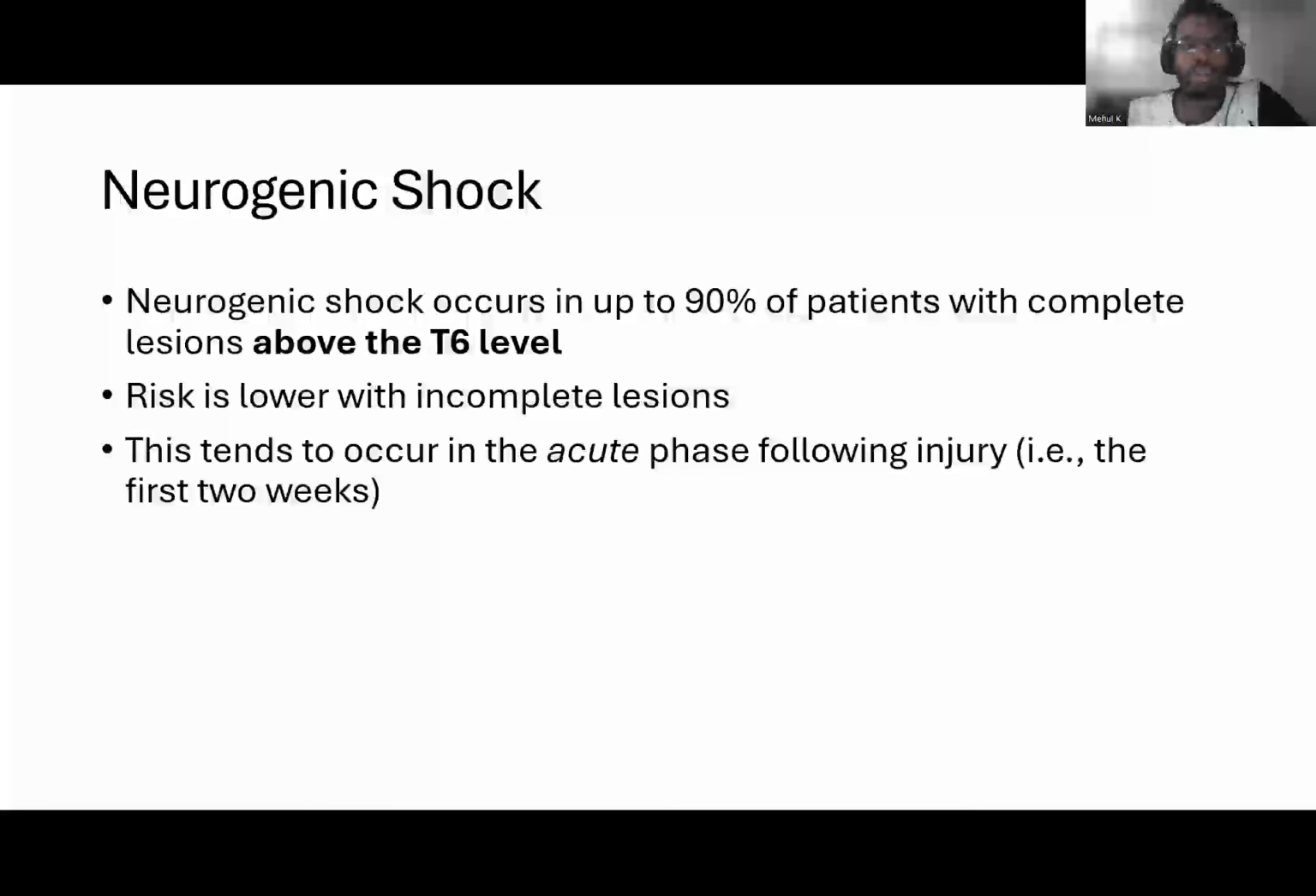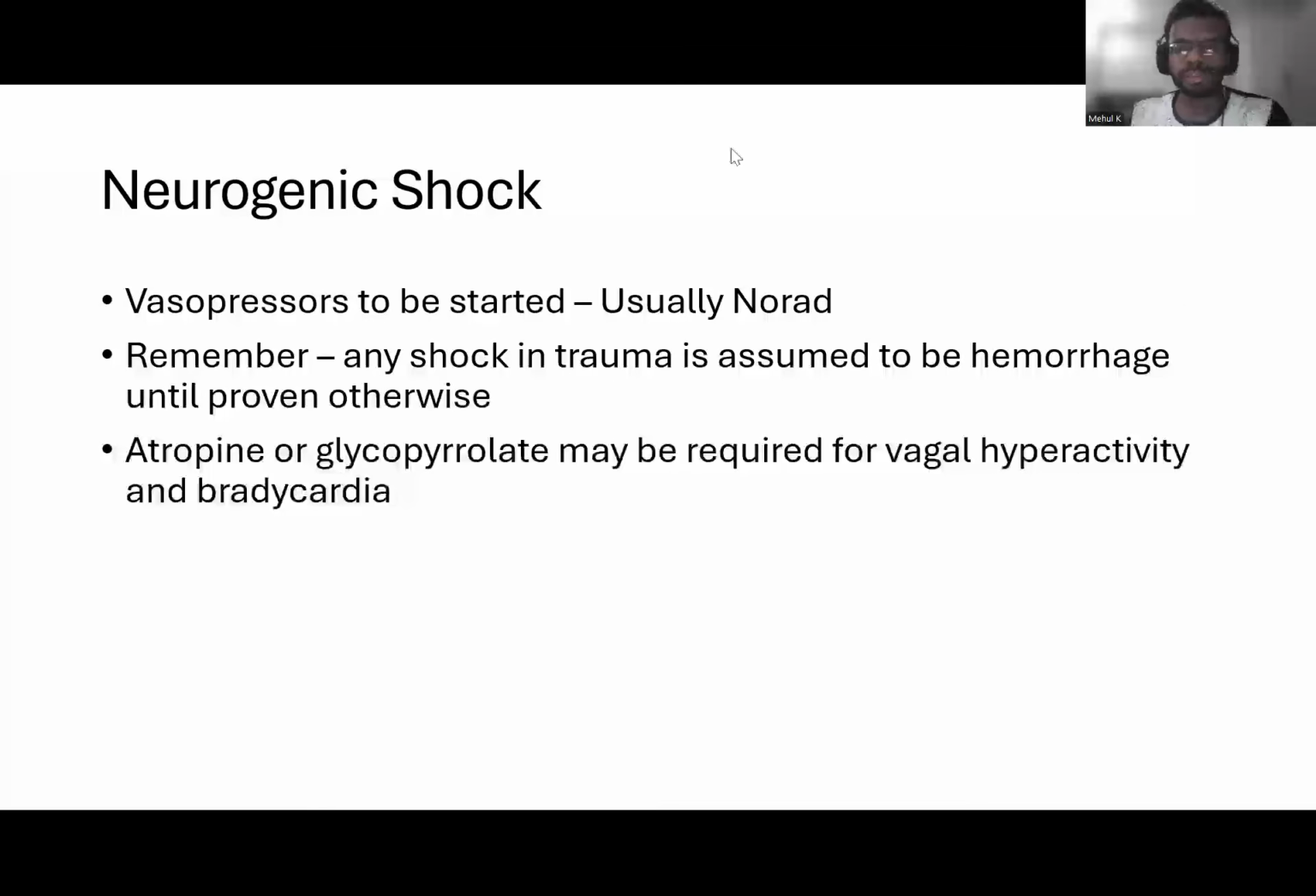So coming to neurogenic shock, why does this happen? It happens in complete injuries above the level of T6, because your sympathetic supply usually comes from T1 to T6. With complete injuries, almost 90% will have neurogenic shock. The rate is going to be less with incomplete injuries, and this usually tends to occur in the first 2 weeks of the injury. Usually we start vasopressors, and it will present with bradycardia and hypotension.